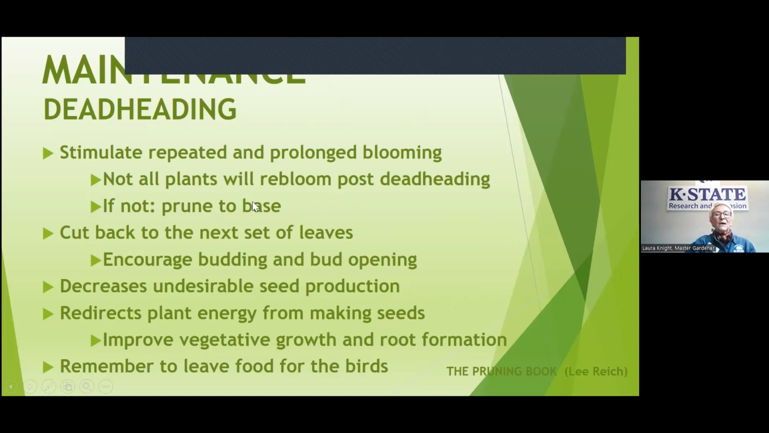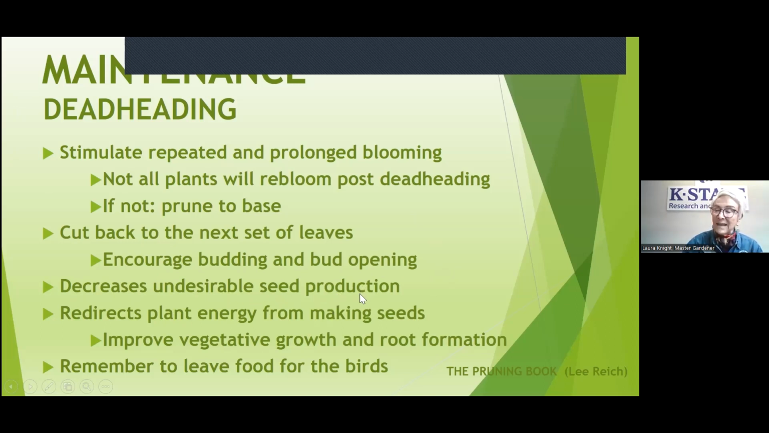I don't deadhead very much. I like plants that are clean, like Baptisias, for example. But if not, I can see why people go and deadhead. But don't just take the dead petals, go back down to a little bit lower to the first set of leaves, and they will rebloom. Now, not all of them will rebloom, and some of the ones that will rebloom will never have the same flush as the first time. But it does encourage budding and bud opening.